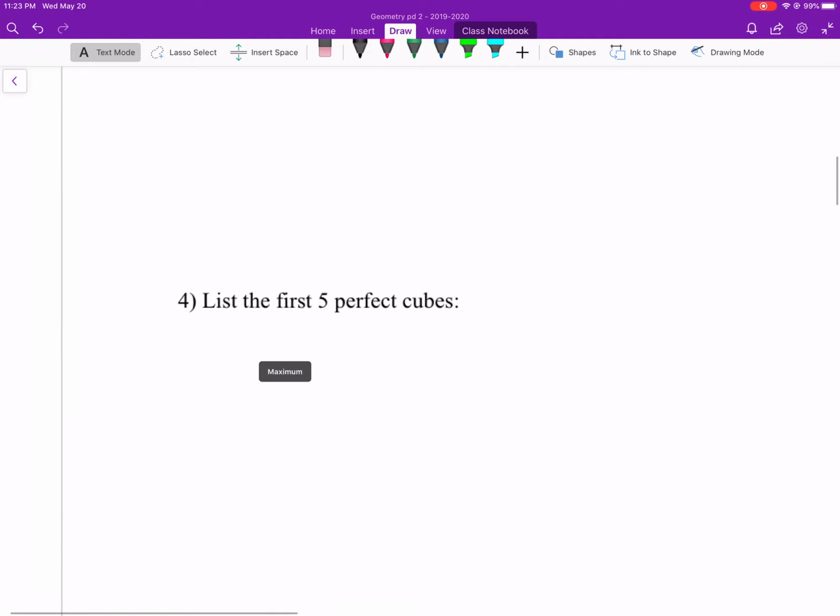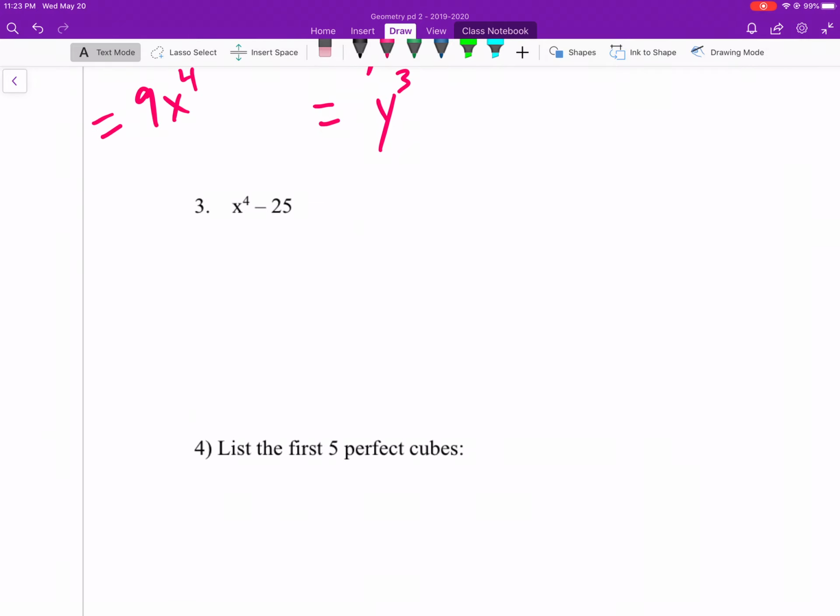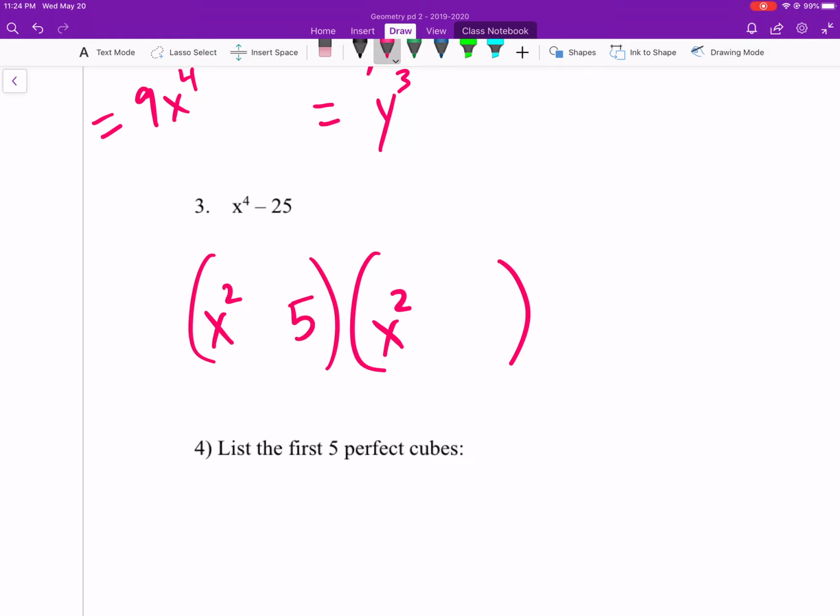And one more example of DOTS. These are two perfect squares. X to the 4th: what times itself gives you x to the 4th? That would be x squared. What times itself gives you 25? That's 5. Set one of them separated by addition, the other by subtraction. Just check to make sure you're done. There's no factoring that can continue. And you're done.